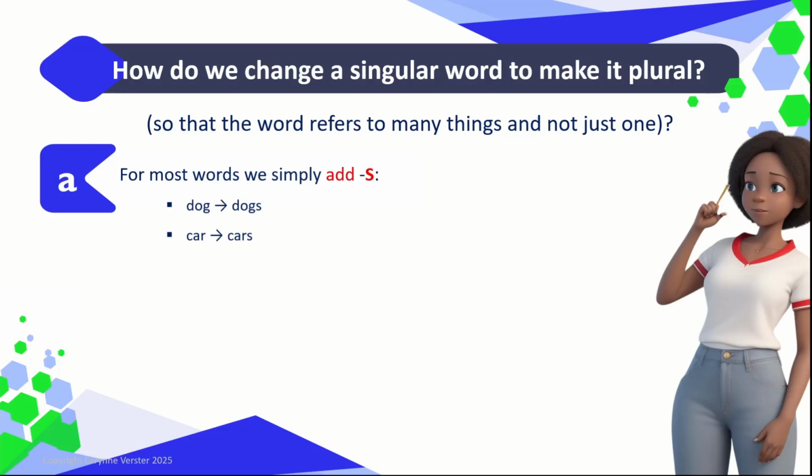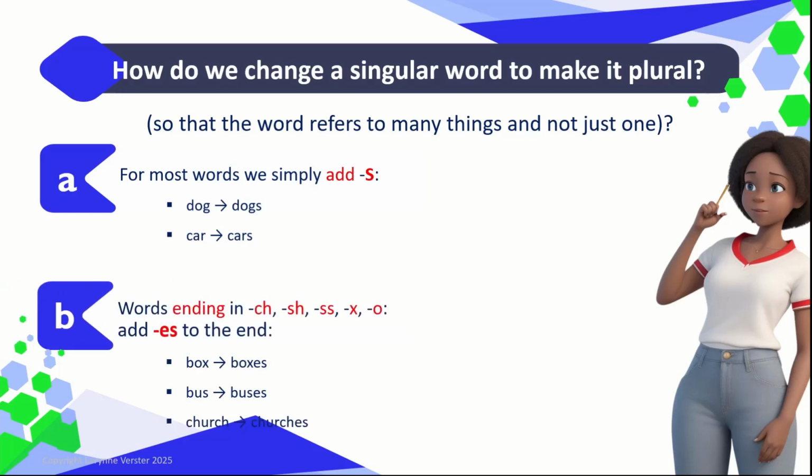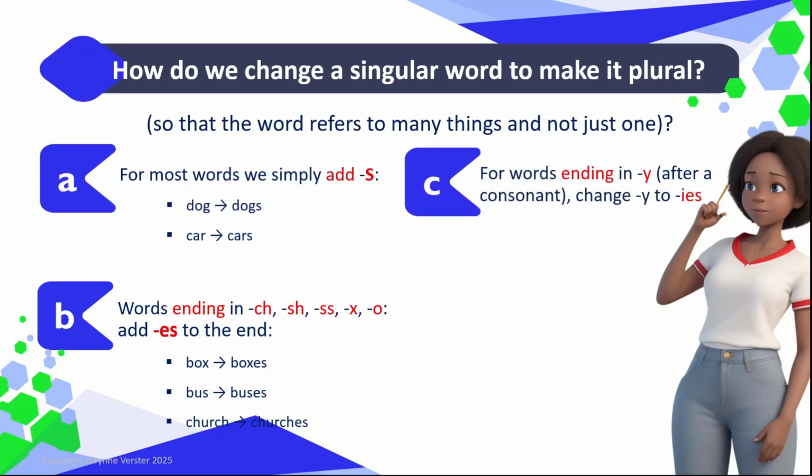Words ending in ch, sh, ss, x, o. For words like this we add es to the end. For example, box becomes boxes, bus becomes buses, church becomes churches. For words ending in y, after a consonant, we change the y to I, E, S. For example, baby becomes babies, granny becomes grannies.